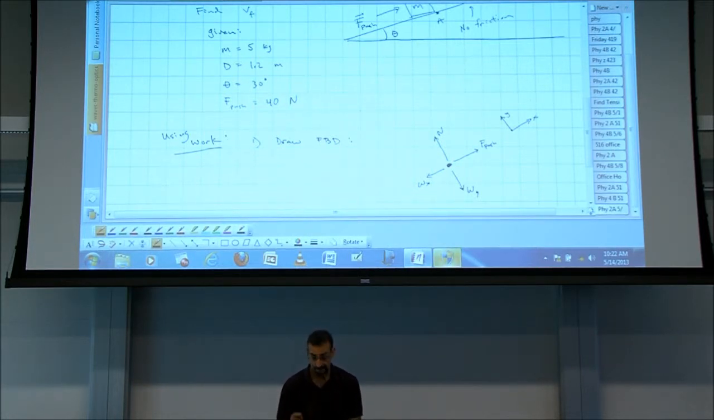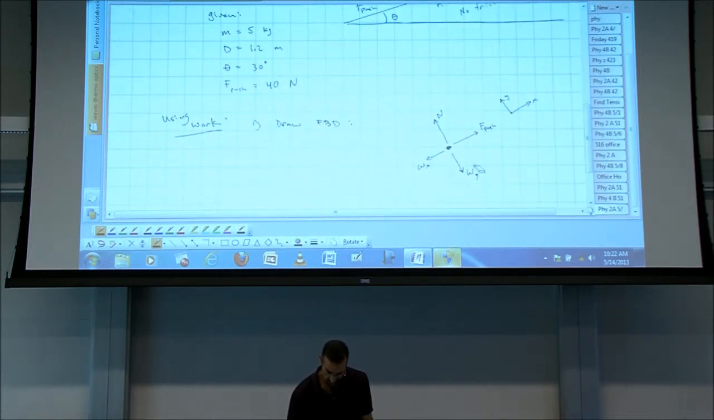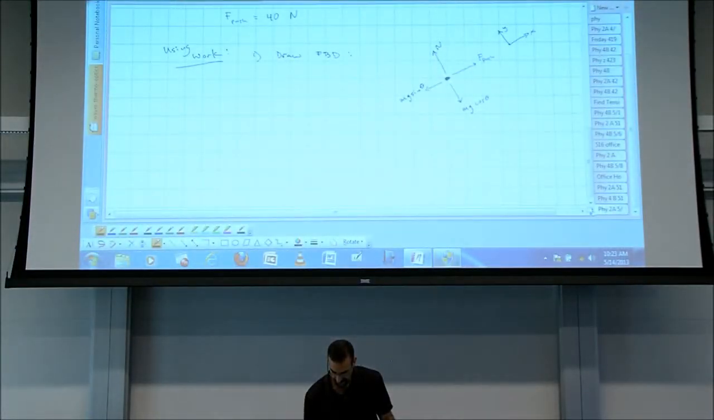All right. Yeah, these are weight. What should I do? mg sub y? You like that better? The y component of the weight? Or you want me to just write it as mg? This one is going to be cosine theta, right? And this one is going to be... Is that better? Okay.